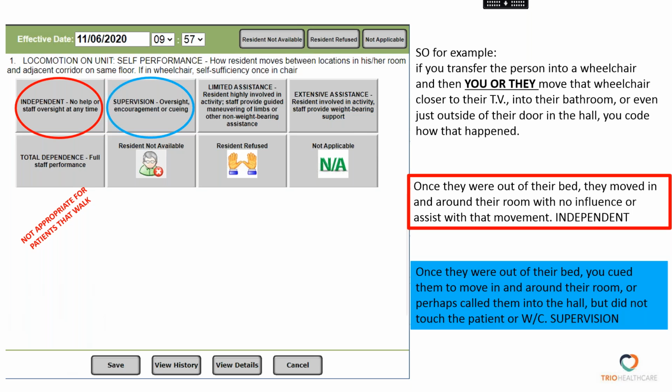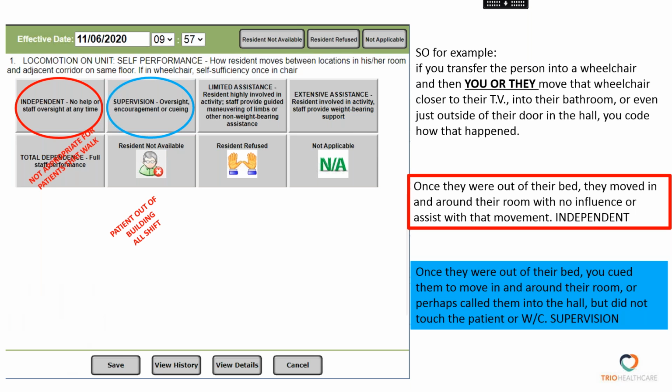It would not be appropriate for patients that walk to be coded as total dependence. How would you have someone who was totally dependent on you or another person for walking? That would mean that you physically supported 100% of their weight through that activity. The only way that would be logical is if the patient was standing on your feet with your arms under their arms and you literally walked them down the hall. So this is not going to be appropriate to code total dependence if they walk. It could be appropriate for the wheelchair.